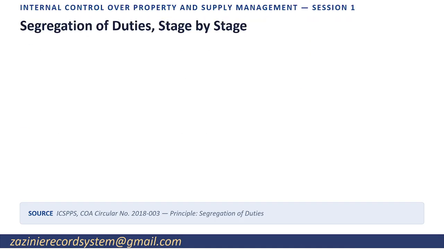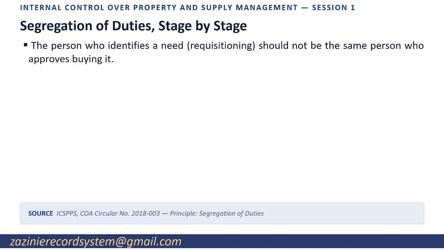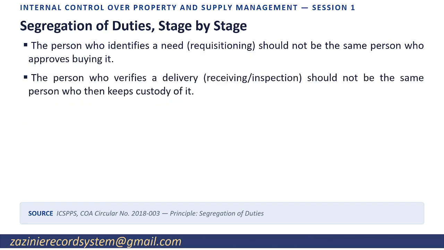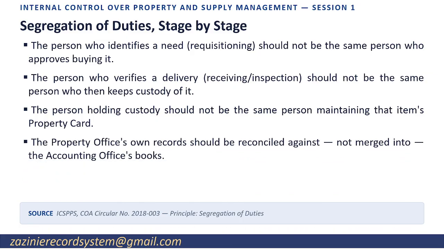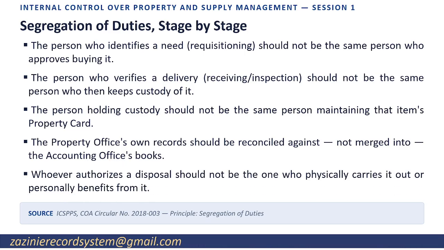Segregation of duties, stage by stage. The person who identifies a need, requisitioning, should not be the same person who approves buying it. The person who verifies a delivery, receiving, or inspection should not be the same person who then keeps custody of it. The person holding custody should not be the same person maintaining that item's property card. The property officer's own records should be reconciled against, not merged into, the accounting officer's books. Whoever authorizes a disposal should not be the one who physically carries it out or personally benefits from it.